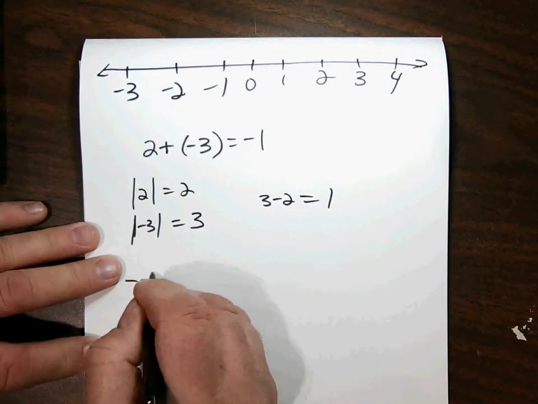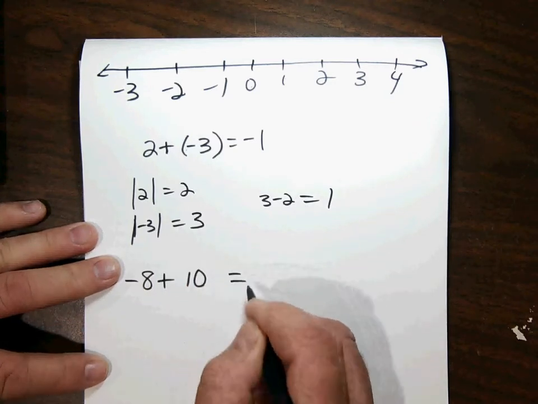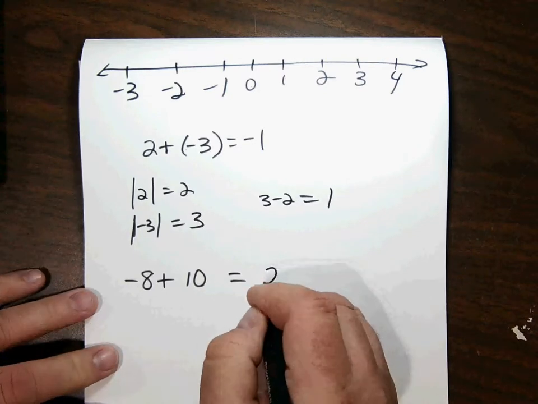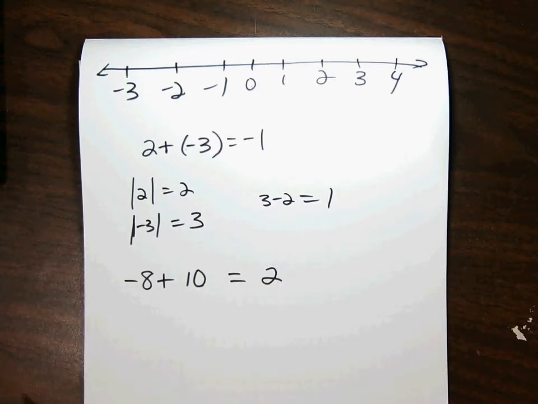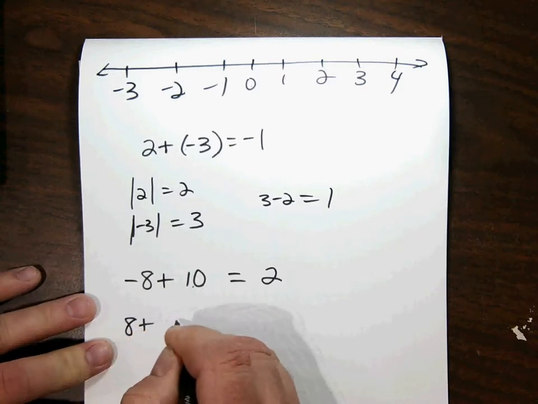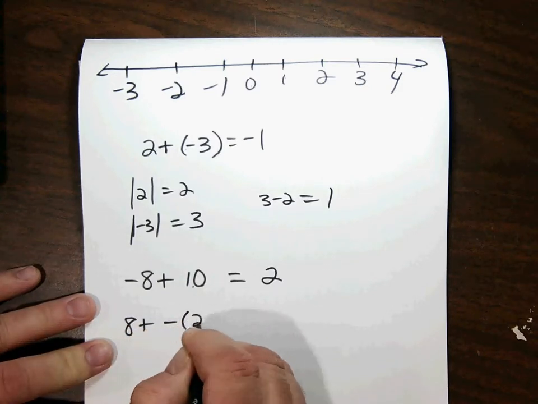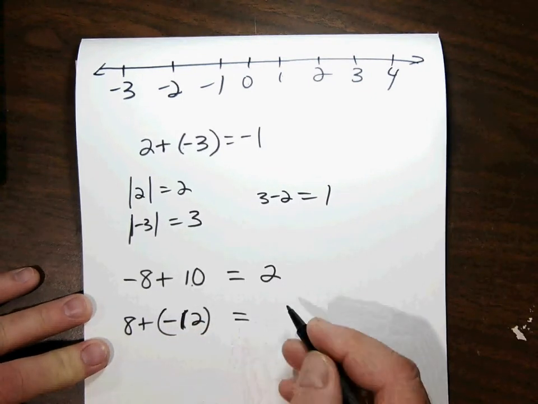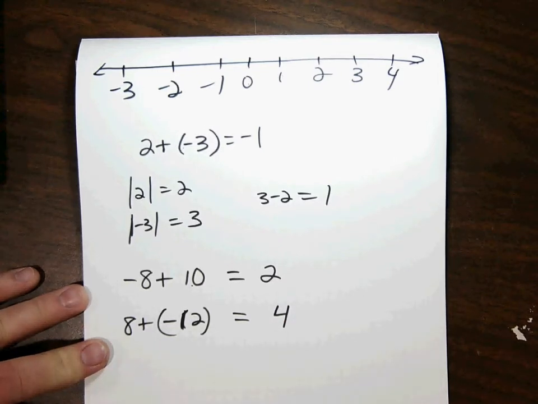Okay, so let's try this one. Negative 8 plus 10. One's negative and one's positive, so I'm really going to subtract. 10 minus 8 is 2, and then I do the battle of the signs. Is it going to be a positive 2 or a negative 2? 10's bigger than 8, 10's positive, answer's positive. 8 plus negative 12. So 12 minus 8 is 4. I'm really subtracting when I'm adding numbers with opposite signs, but I have to figure out, is it a positive 4 or a negative 4? 12's bigger, 12's negative, answer's negative. Okay?